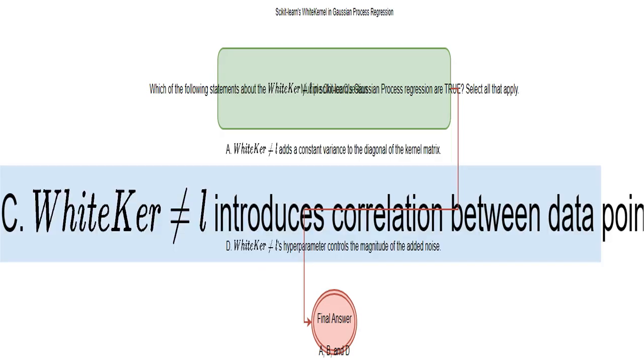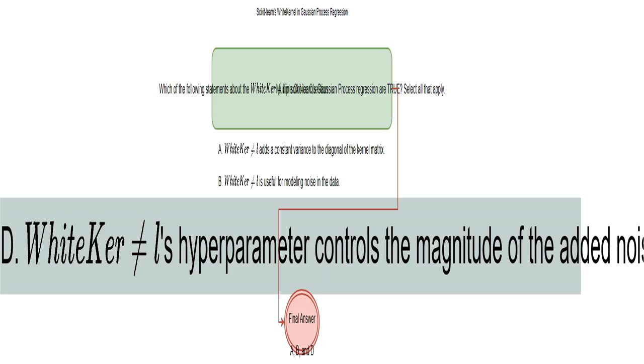Here, we're examining whether the WhiteKernel creates relationships between data points. I'll figure out if it does or doesn't. This statement suggests the WhiteKernel has a setting, a hyperparameter, that adjusts the amount of added noise.